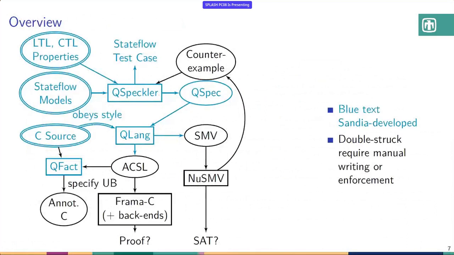Essentially, we can think of this workflow as something that flows from the top left down to the bottom. One thing to keep in mind is the blue are things that are Sandia. Obviously, Sandia did not develop Frama-C. Now, the double struck lines, these are the manual parts of this. So we're writing the C by hand. We're ensuring that the style is obeyed and compatible with our internal representation by hand. But other than that, most of this process is automated. So again, don't worry too much about it. I'll step through it piece by piece.